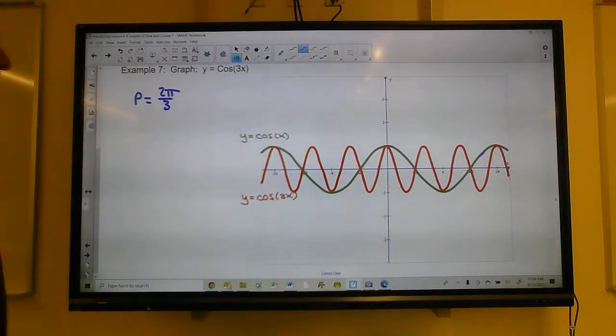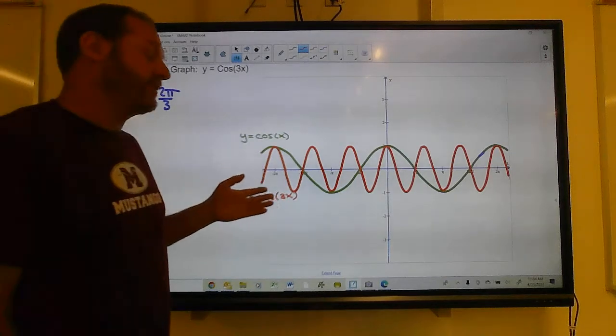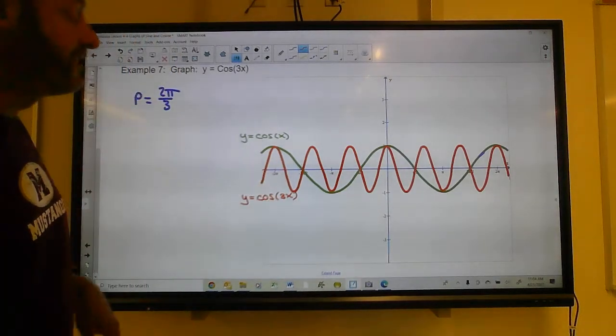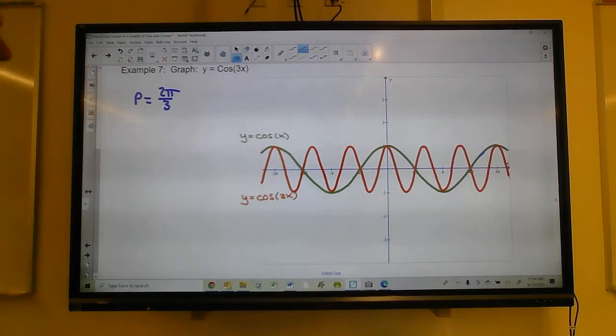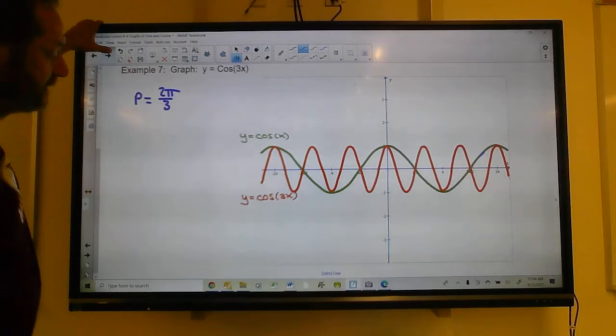Okay, so there's your graph. Now some of them are easier than this. Some of them can be even way harder than that to graph. Okay, so I'll show you a way that you can graph the new period very simply.